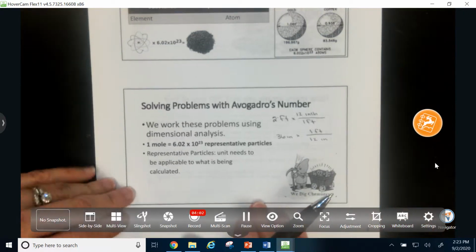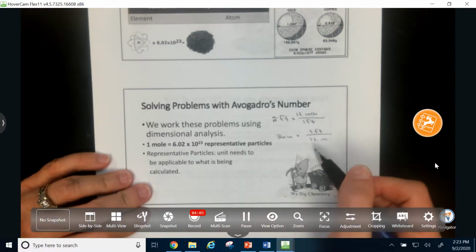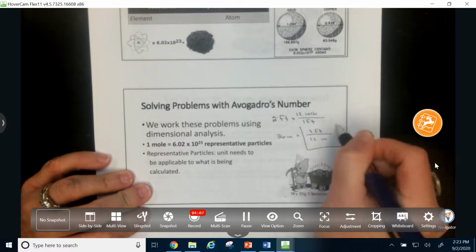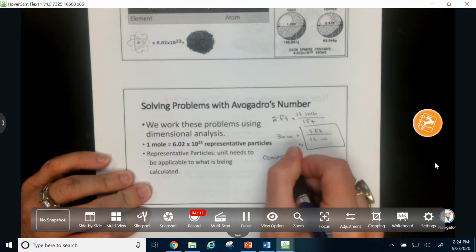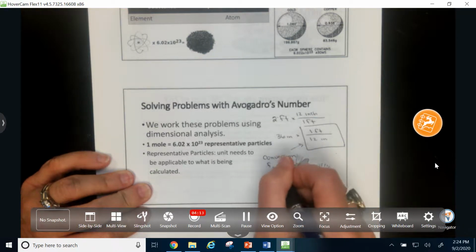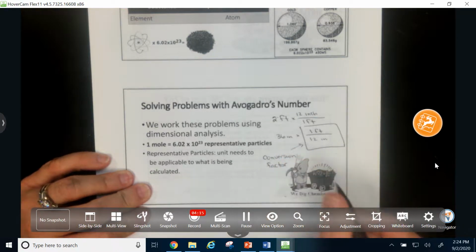We're able to do this because this right here is what we call a conversion factor. And a conversion factor is basically like multiplying by 1, because 1 foot is equal to 12 inches. This is an equivalency. All right?